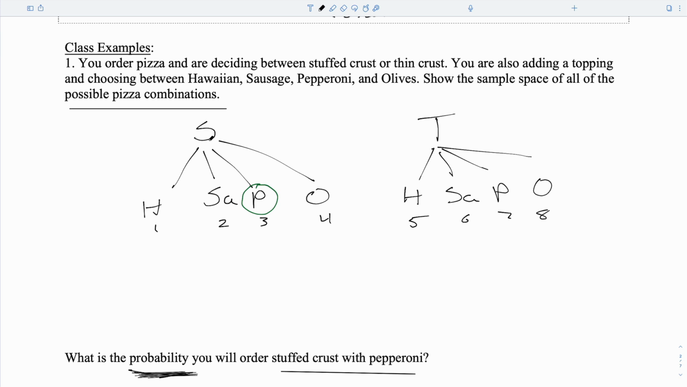So that would be 10. Oh, stuffed crust. So I see what you're saying. Let's explore that because I want to clear things up.